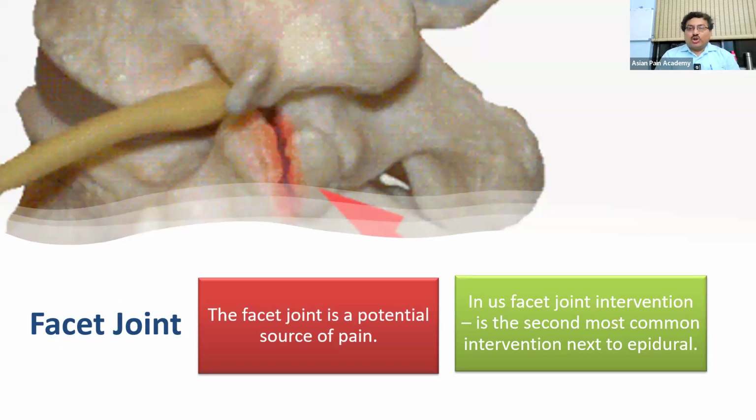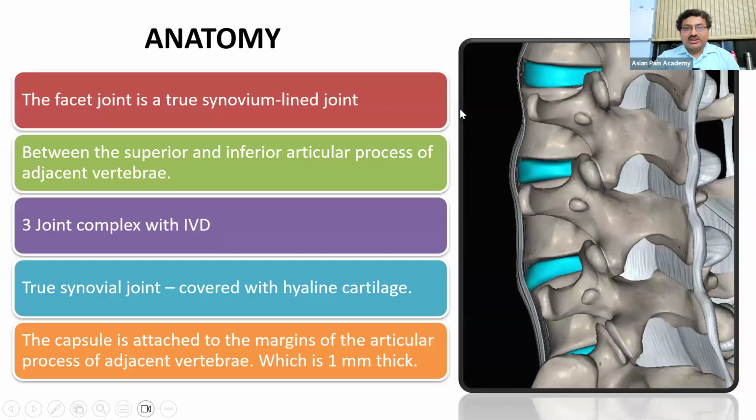Initially it was not that popular, because at that time the diagnosis of low back pain was focused on the disc. But it has been demonstrated to be a potential source of pain, and facet joint intervention nowadays is the second most common intervention after the epidural steroid injection. So, what is the facet joint?